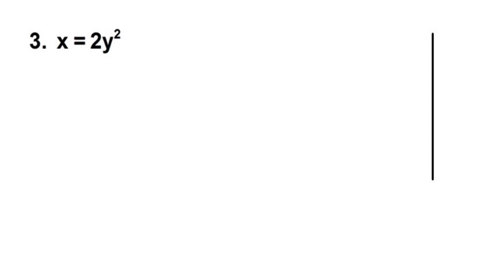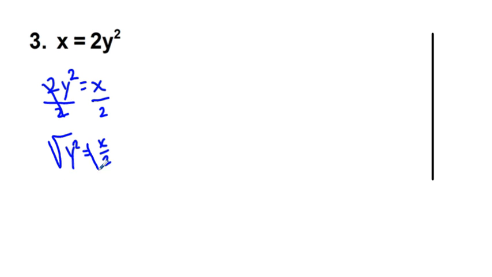Go on to our next odd number problem, which is 3. In this case, instead of y equals, we have x equals. What we're going to do is solve for y, and to do that I'm going to use the symmetric property of equality and just switch these elements around this equal sign, and we're going to go about solving for y. Divide both sides by 2. We have y squared equals x over 2. If we take the square root of both sides of this equation, we get the square root of y squared, which is y, equals plus or minus the square root of x over 2.